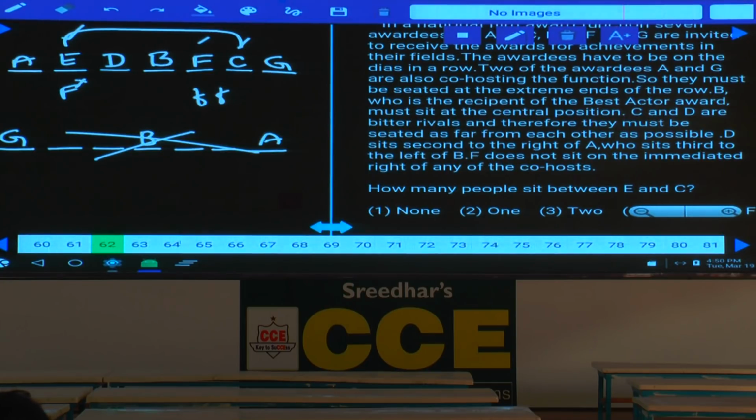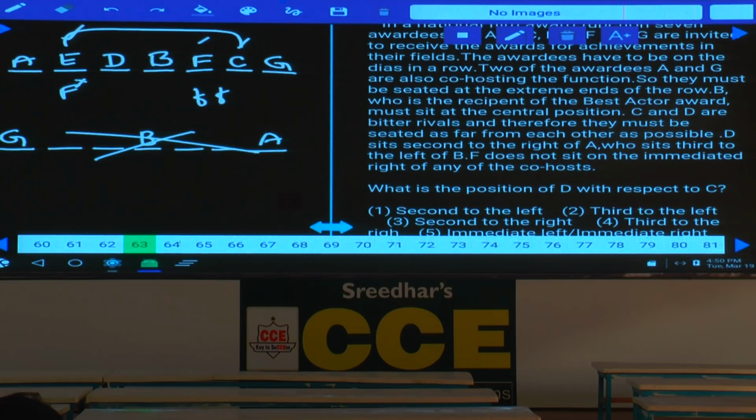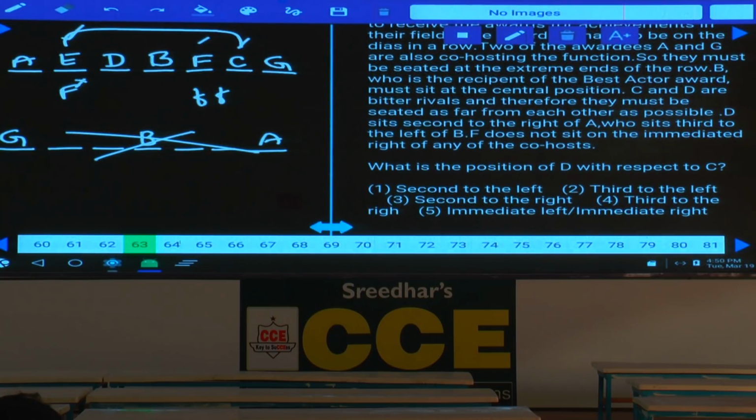Then question number 62. And how many people sit between E and C? Now there are 3 persons, D, B and F, that is choice 4. Then question number 63. And what is the position of D with respect to C? Position of D with respect to C, 1, 2, 3. Third to the left. Third to the left, that is choice 2.